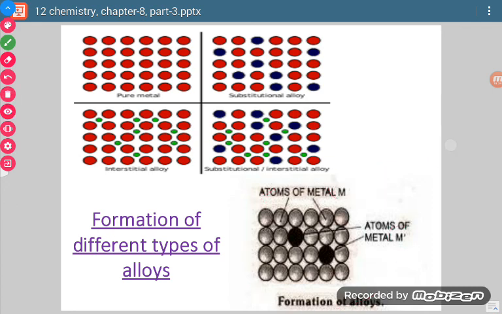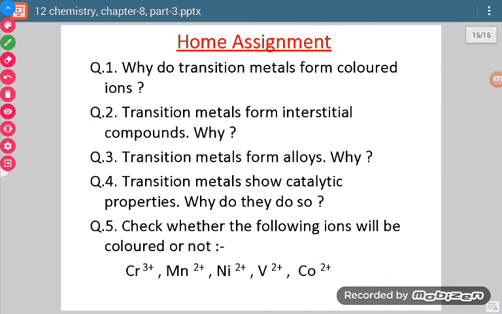Okay, so these are the different properties which we discussed. Now on the basis of these properties, you have to solve these home assignments.